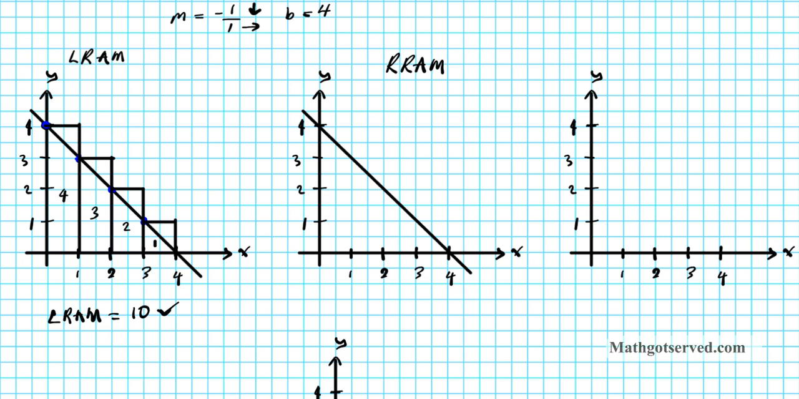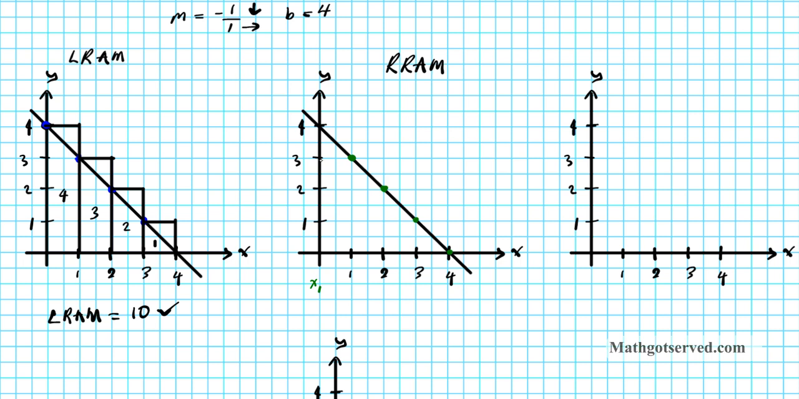All right, so recall that this was x1, and then this is x2. So these are the points we're looking at. So this is going to be x2, x3, x4, and x5. So these are the points that determine the height of our rectangles. Okay, so let's go ahead and draw the RRAM rectangles.